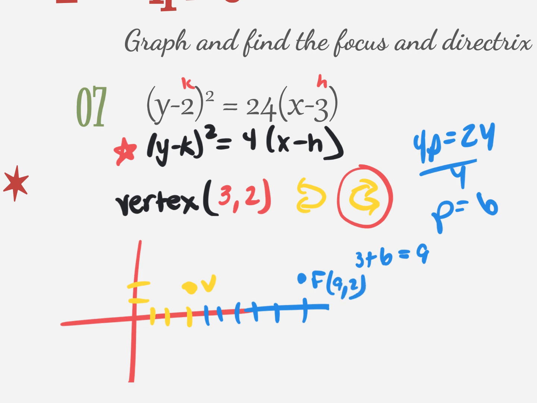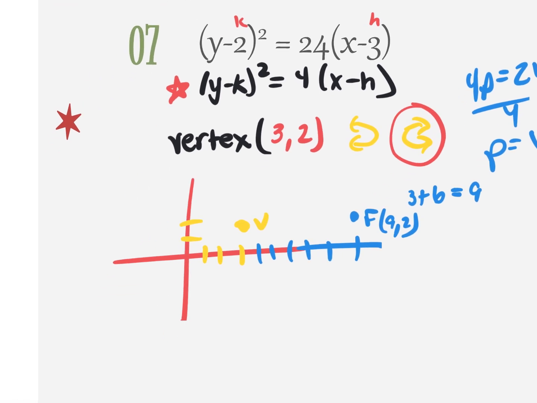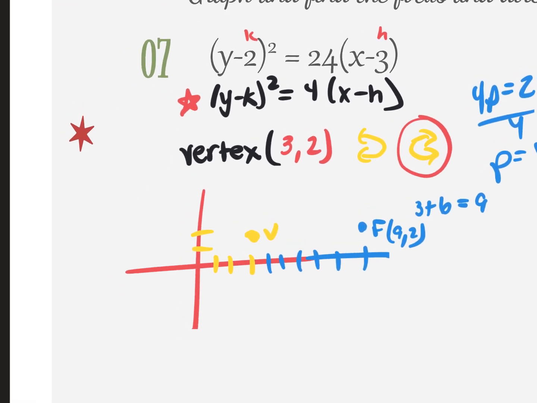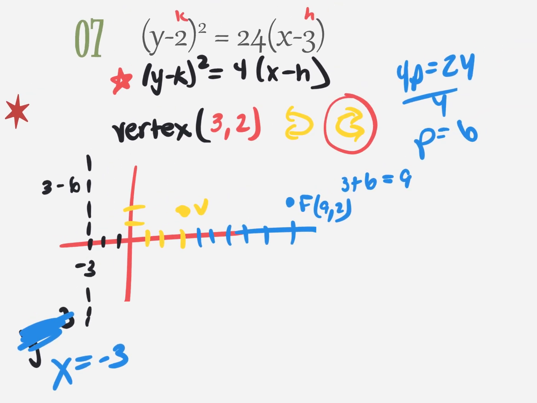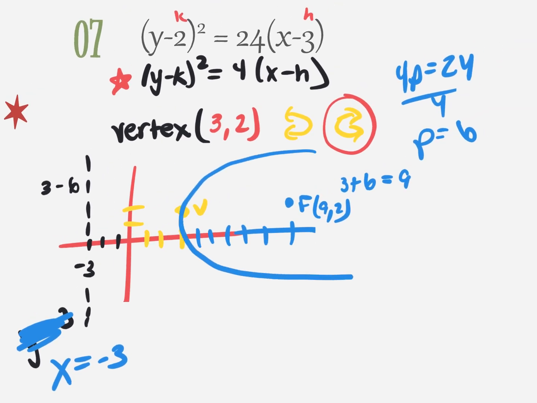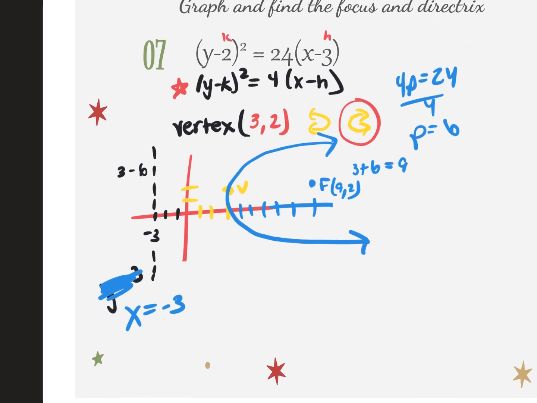Why did I make my focus to the right? Because the parabola is opening to the right, and the parabola opens which direction? Towards the focus. So now in order to find the directrix, I'm going to take the 3 and do what? Subtract 6. So 3 minus 6 is what value? Negative 3. Your directrix is at x equals negative 3. Okay, so it's right here. The directrix is right here. X equals negative 3. And then we're going to go ahead and draw a parabola. We said it opened to the right. So you go towards the focus, away from the directrix.